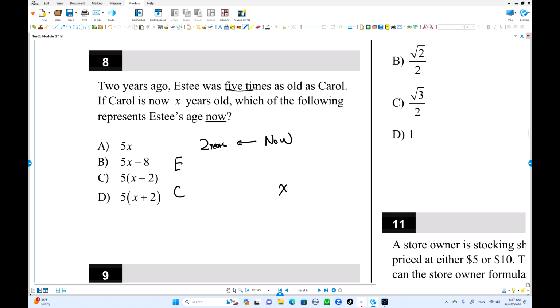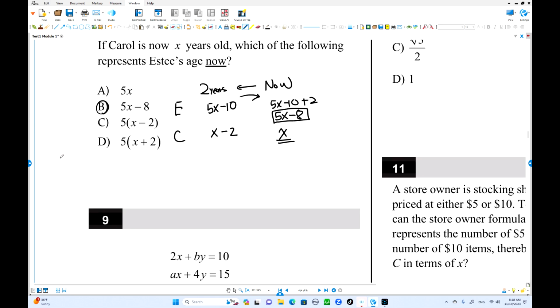But SD was 5 times as old as Carol 2 years ago, right? Okay, not now. But you're going to find out Carol's age 2 years ago is X minus 2. By this time, SD is 5 times this one, 5x minus 10, right? Now you're going to go back to now, 5x minus 10 plus 2. So 5x minus 8 is the current age, okay? SD, okay. So choice B is the answer, okay?